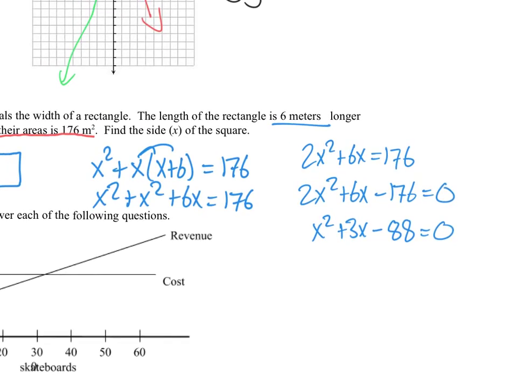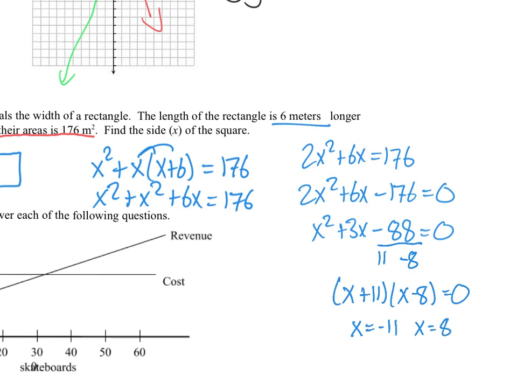Luckily, it's the easy one, 8 and 11, right? So factors of this, you need it to be positive, so the 11 has to be positive, the 8 has to be negative. So my factors are x plus 11, x minus 8. And so my roots are the opposite of that.